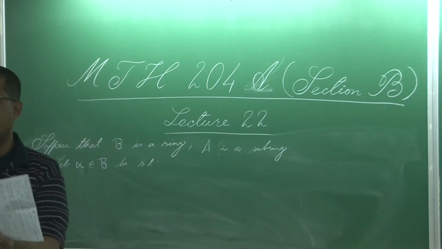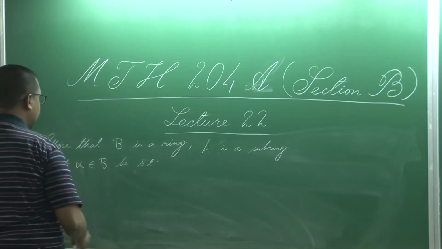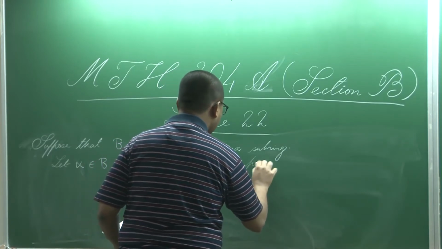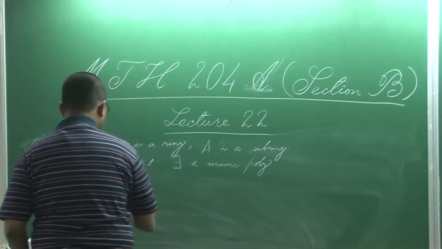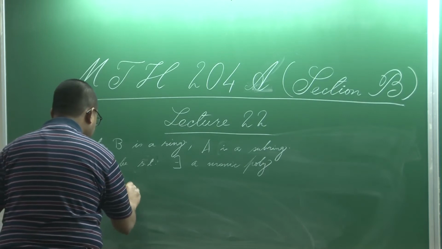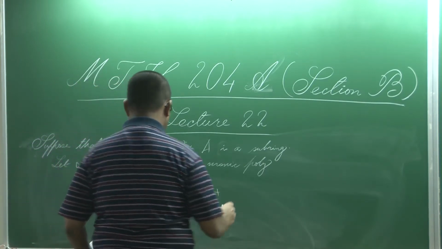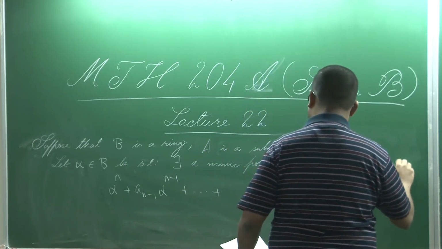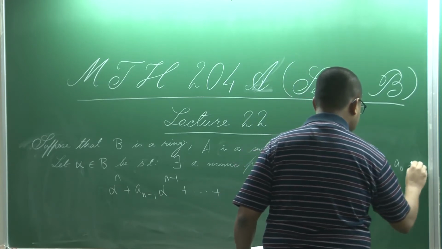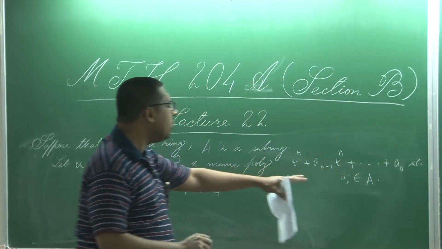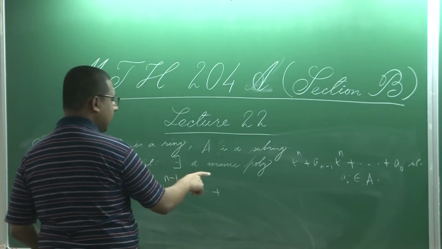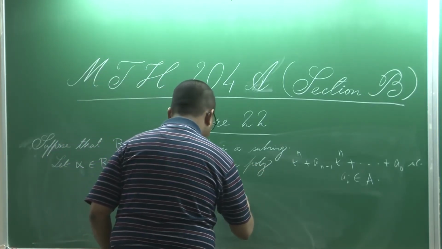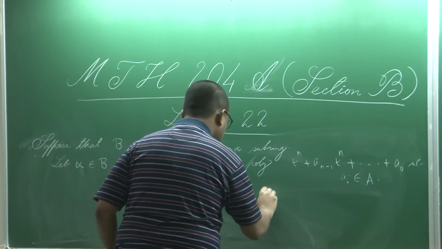there is a monic polynomial with coefficients from A whose one root is alpha, that is, there exists a monic polynomial: alpha to the power n plus a_(n-1) alpha to the power n minus 1, and so on, plus a_1 alpha plus a_0, such that all the a_i's are from A. So, it is a monic polynomial with coefficients from A which has alpha as a root, that is, this expression equals 0.